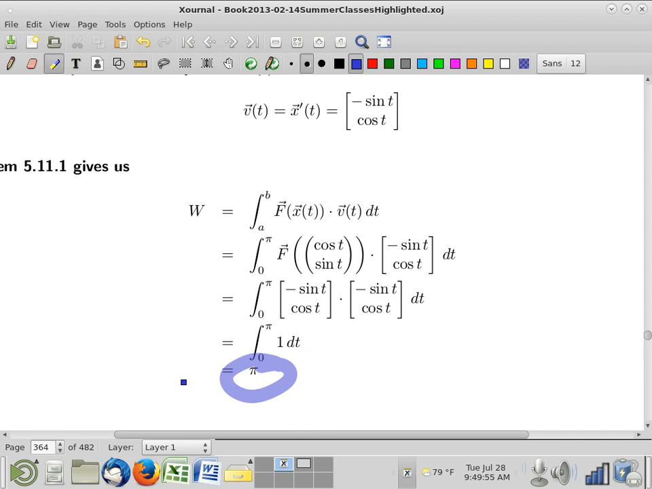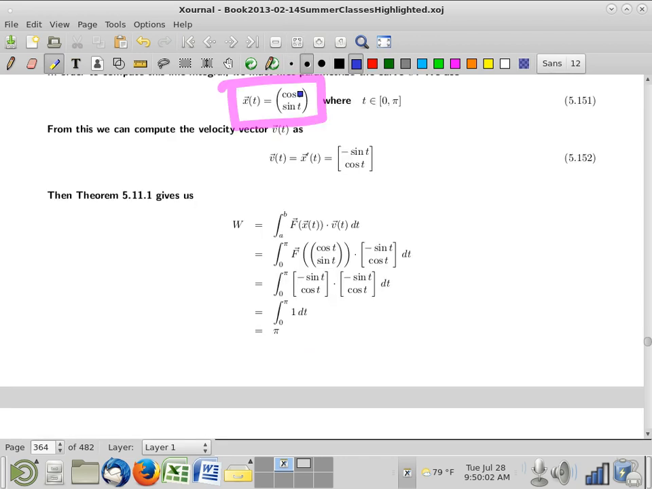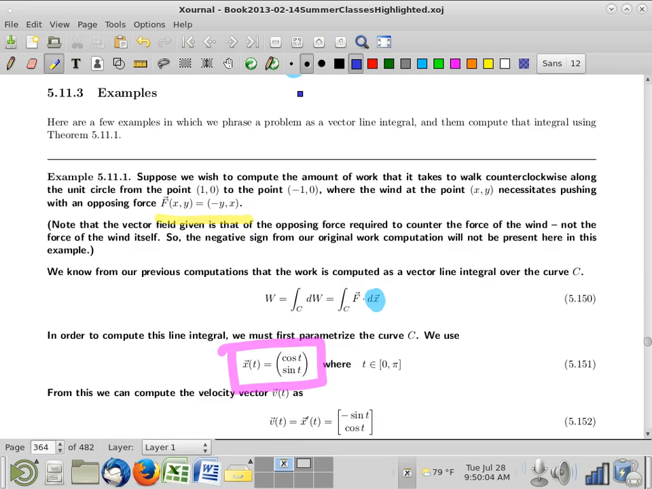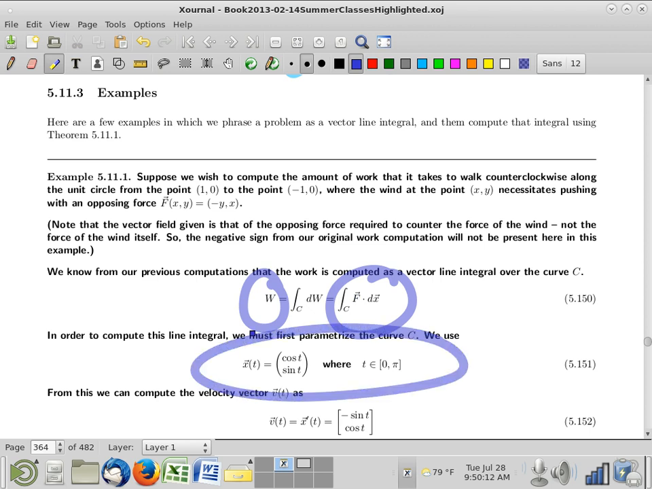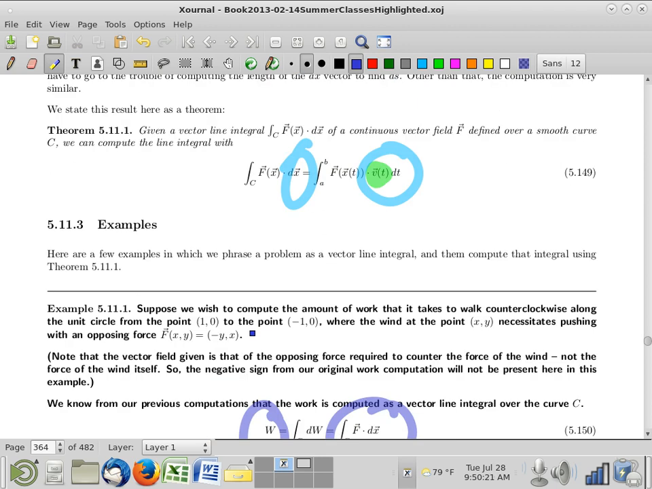All right. So I'm going to let you guys look at the other examples in this section. They're structurally really just like this one. It's just a matter of identifying that what you're computing is a vector line integral, parameterizing the curve. They're just slightly different curves, slightly different force fields, and plug into this formula.